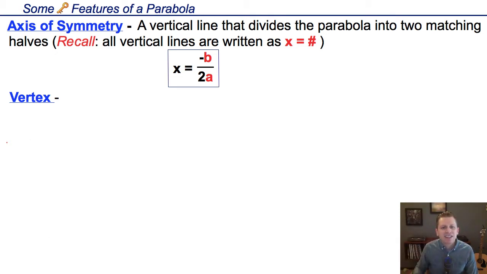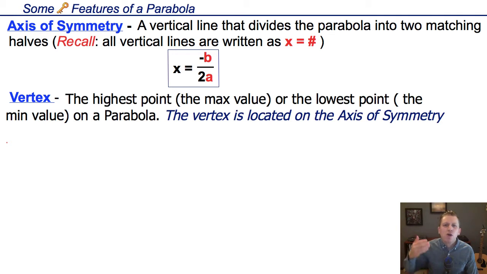The vertex is either the highest point or the lowest point on the parabola, and the vertex is always on the axis of symmetry. If your parabola opens up like a cup, then you will have a lowest point vertex. You won't have a maximum value. Whereas if your parabola opens upside down, you'll have a maximum value.